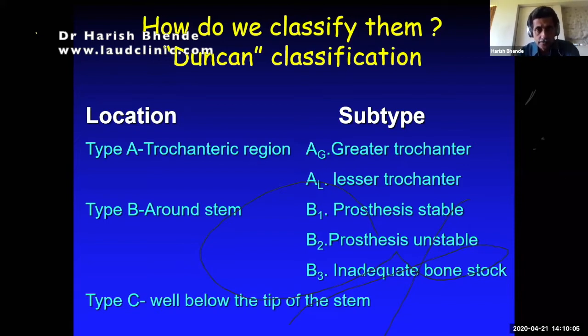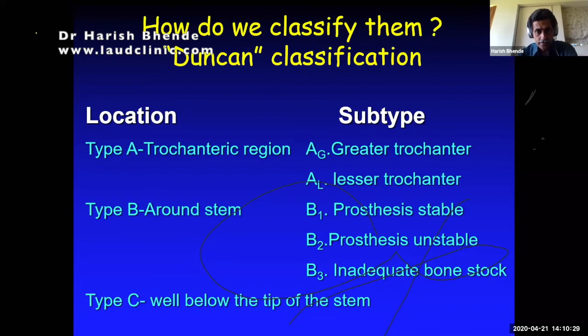two guys called Duncan and Masri. So it is called Duncan's or Vancouver classification, and it's very simple. It's basically based on the location of a fracture. If a fracture is in a trochanteric area, it is type A. If the fracture is around the stem, it is type B. And if the fracture is below the stem, it is type C. And each of them is grouped into sub-fractures.